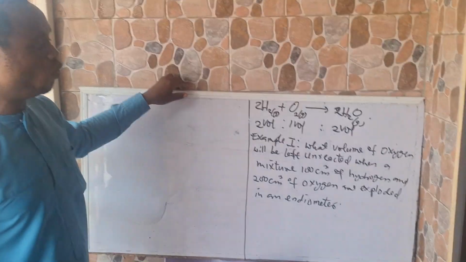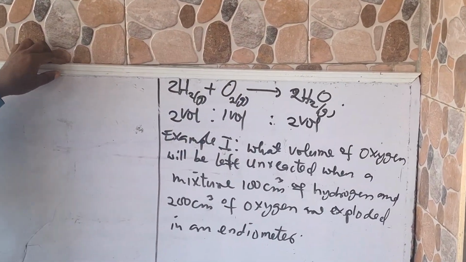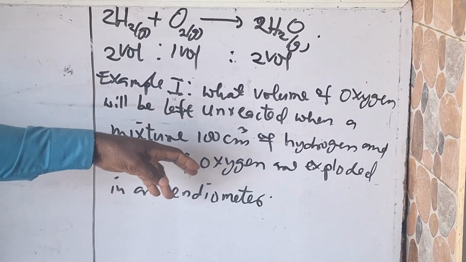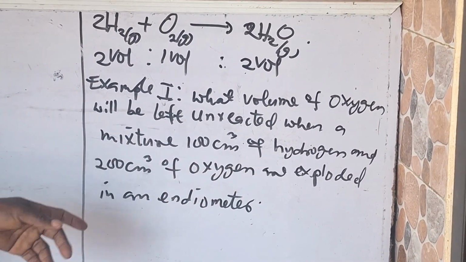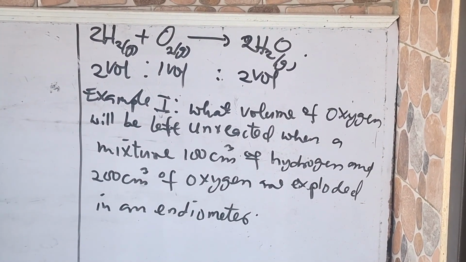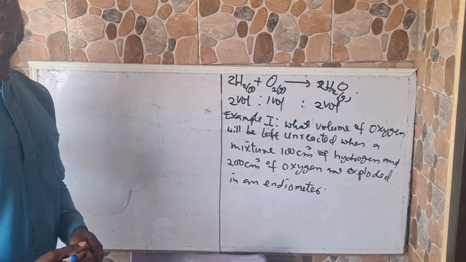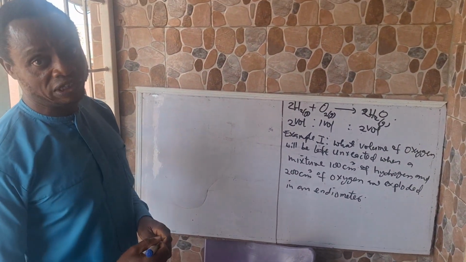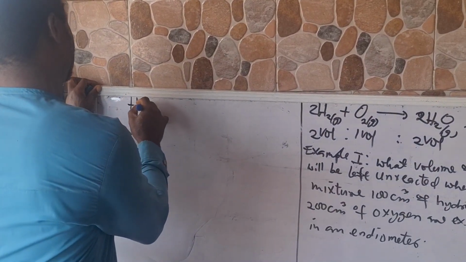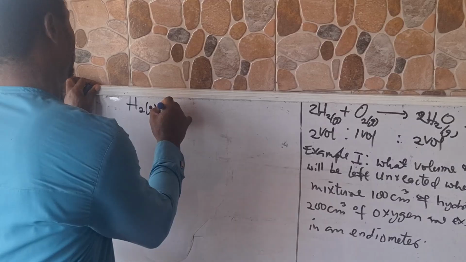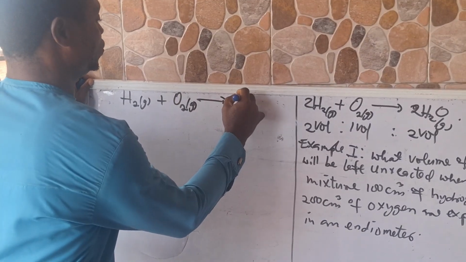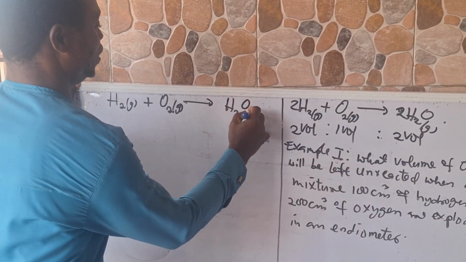For example, what volume of oxygen will be left unreacted when a mixture of 100 cm³ of hydrogen and 200 cm³ of oxygen are exploded in a eudiometer? So first of all, we're going to write the balanced equation for the reaction. As you can see on the board, hydrogen gas reacting with oxygen gas to give us water in gaseous state.